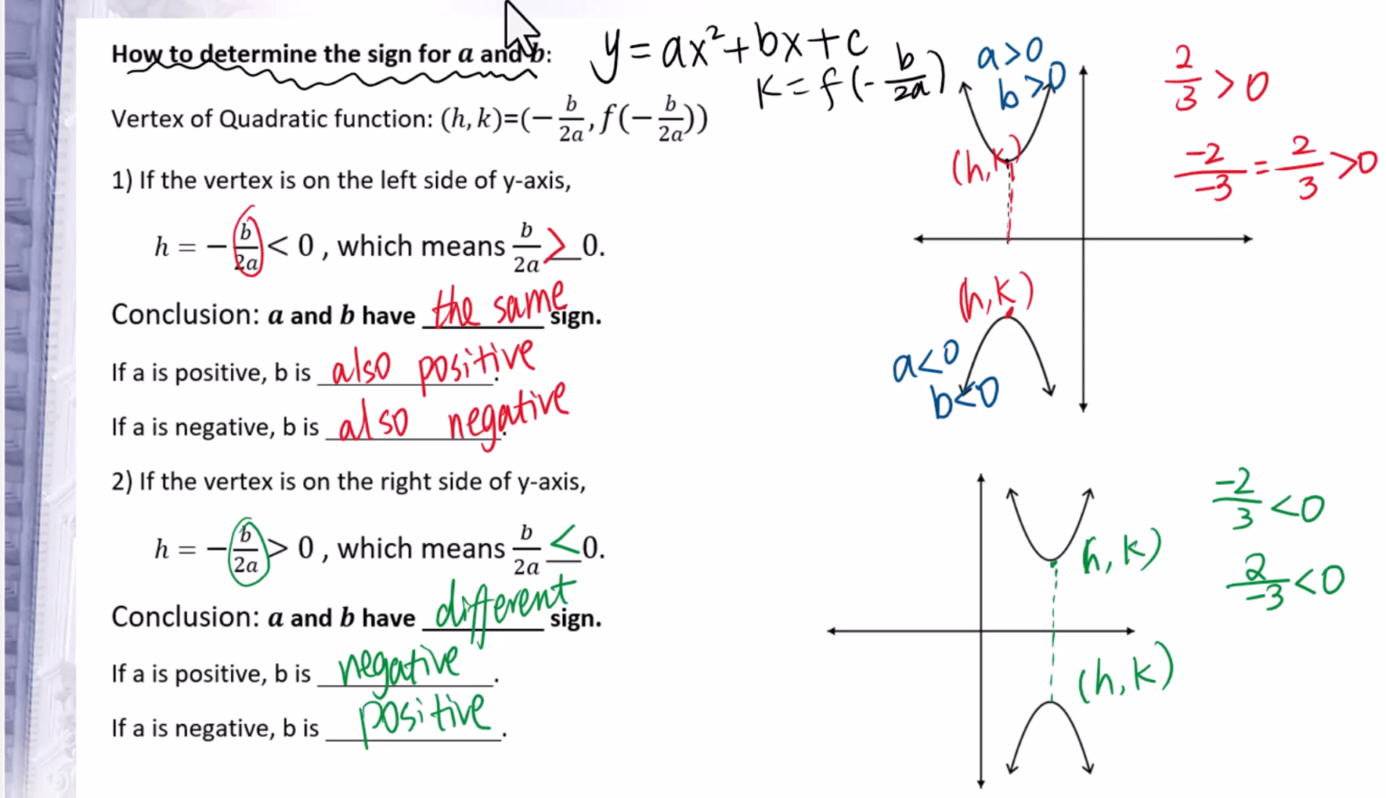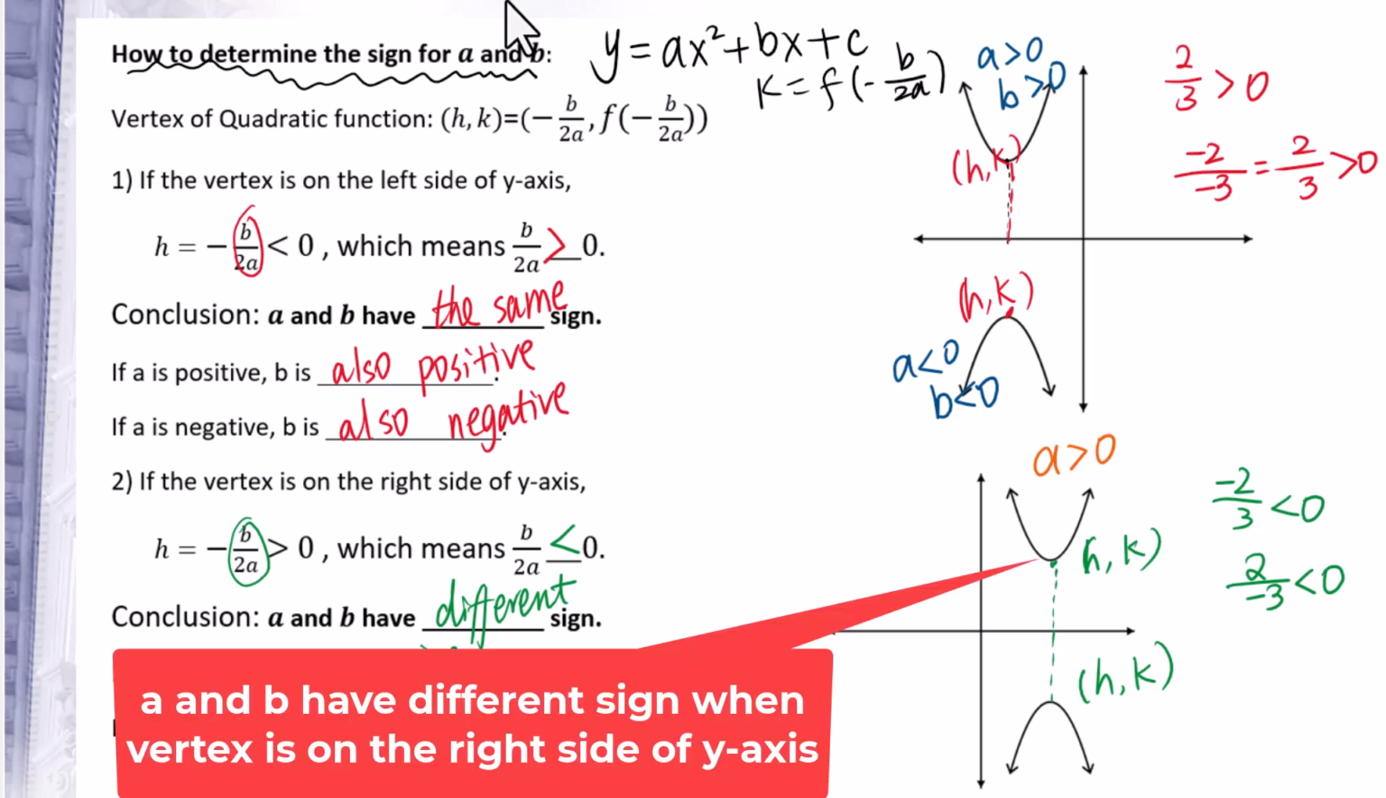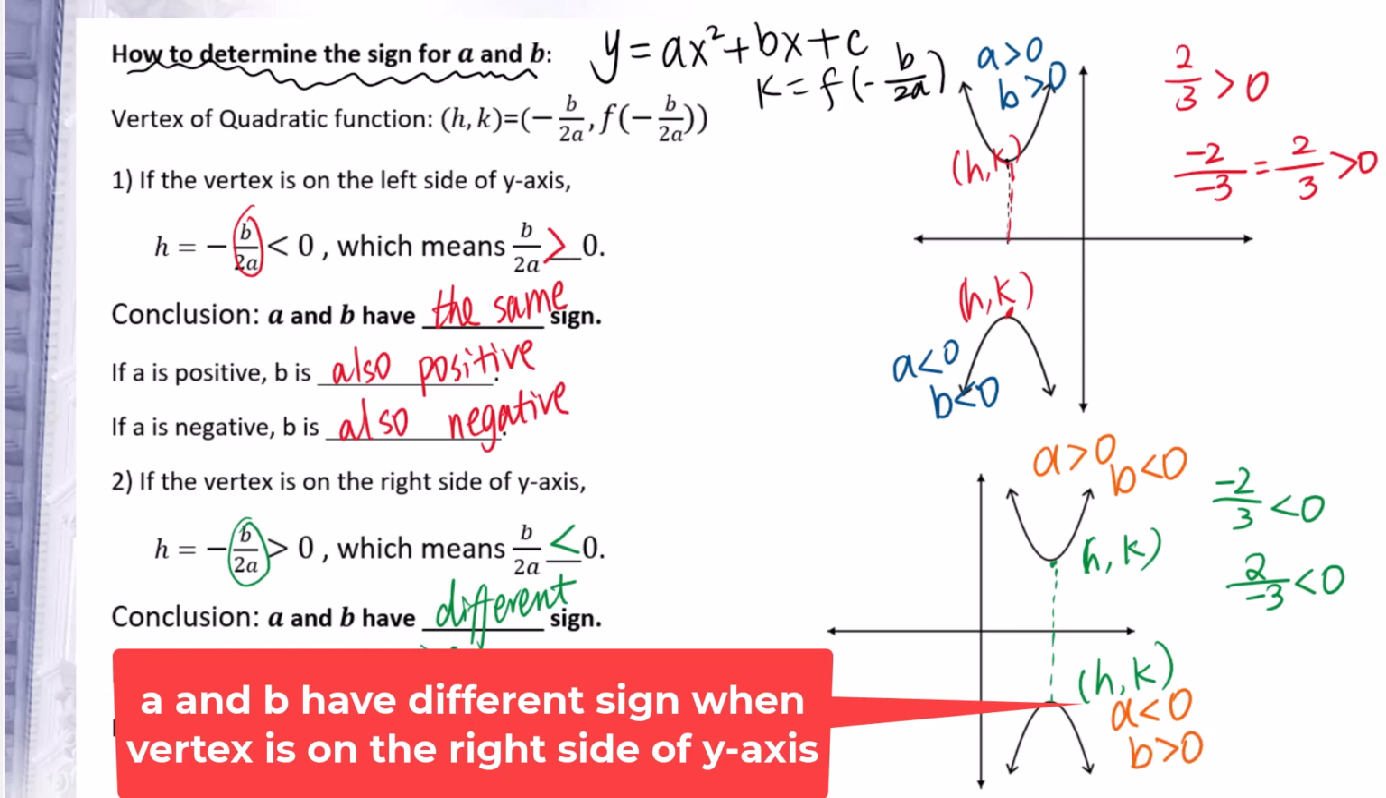This graph opens up means a greater than 0. Since the vertex is on the right side of this y-axis, b is negative. Check this graph. The graph opens down means a is negative. Since the vertex is on the right side of the y-axis, this b is greater than 0.